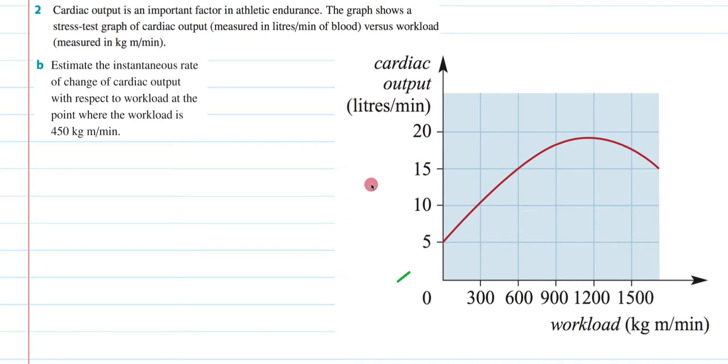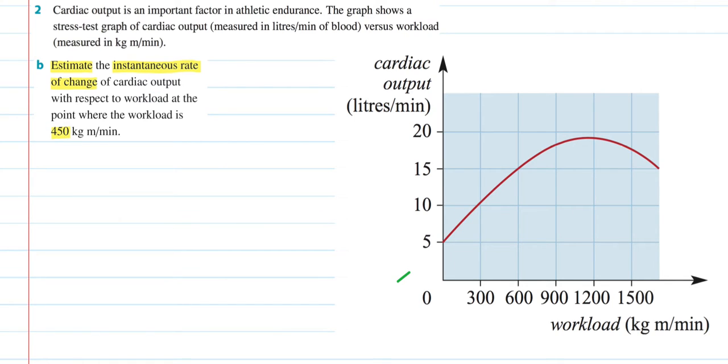We are going through exercise 16D. In this video, I'm going through question 2B. We've already read out question 2, so let's go straight to B, where it's asking us to estimate the instantaneous rate of change of cardiac output with respect to workload at the point where the workload is 450.